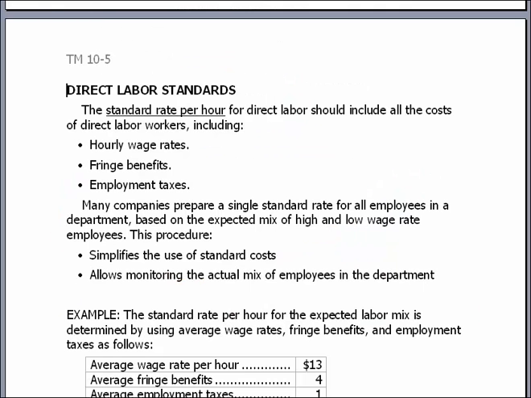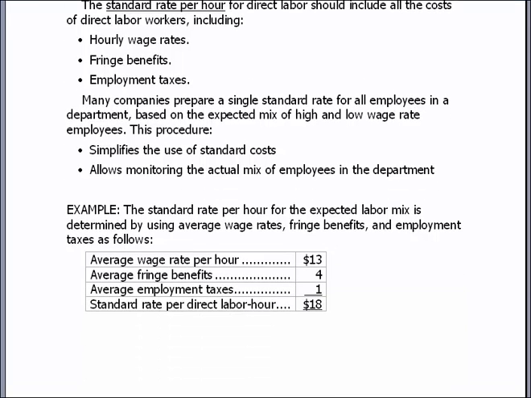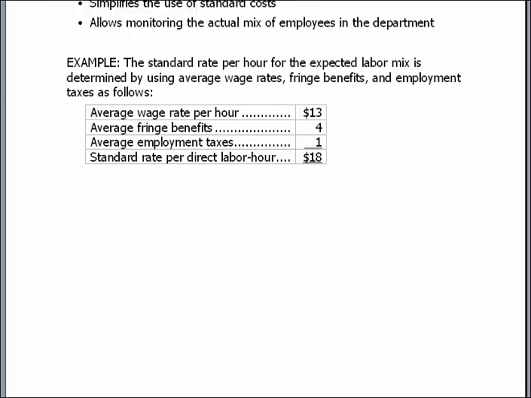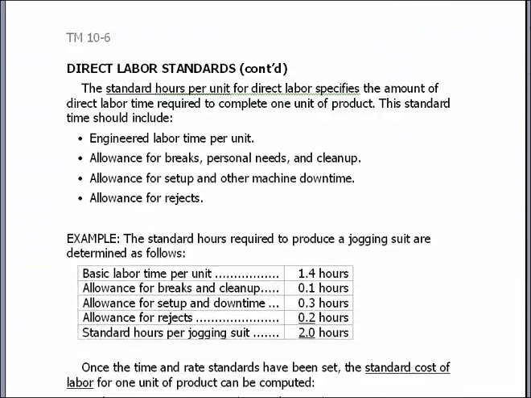If we move on, we can look at our labor. Again, if you want to read the material up above, go ahead later. But for right now, let's say that the average person makes $13 an hour, and that we have to give them $4 in vacation pay and sick leave and everything else, and that for every hour they work, we accrue $1 in taxes. So for direct labor, we're going to incur a rate of $18 per direct labor hour. Now that we know what the rate is, we want to look at the quantity.